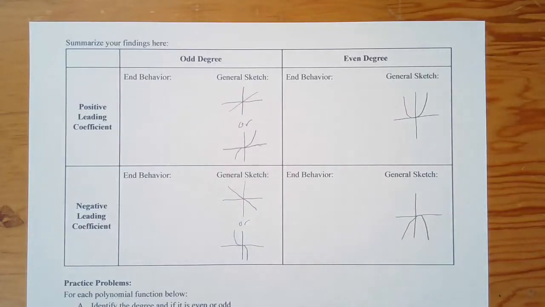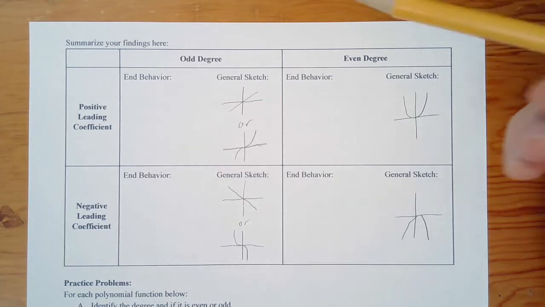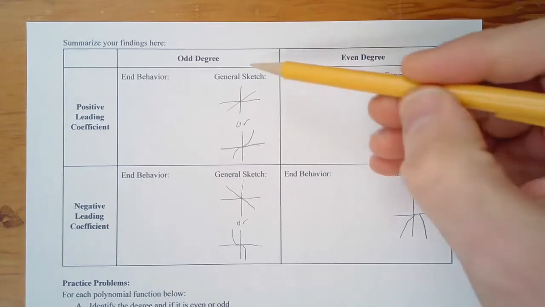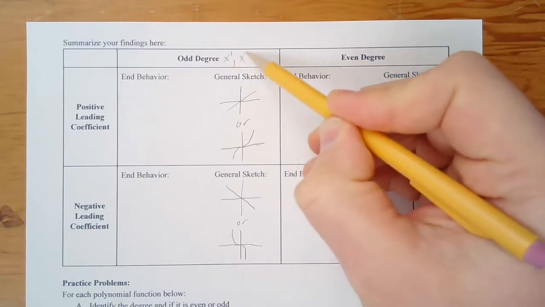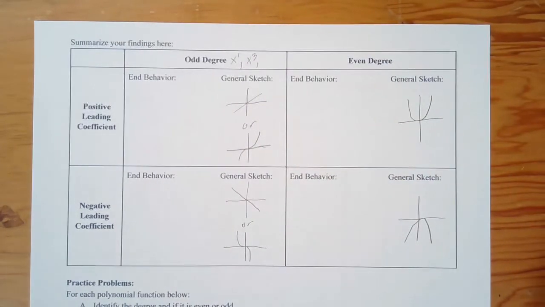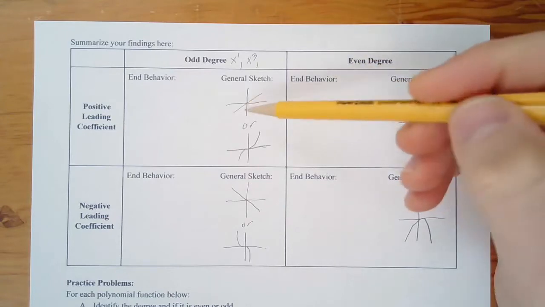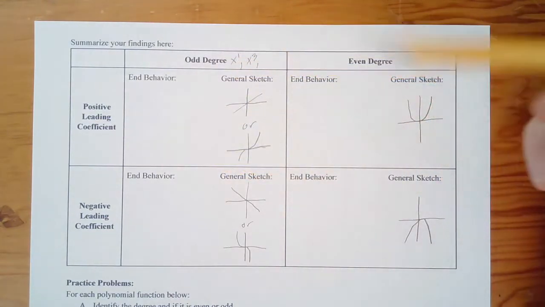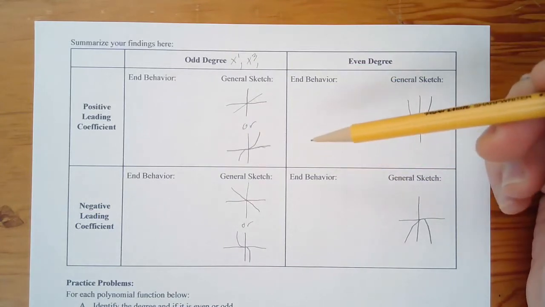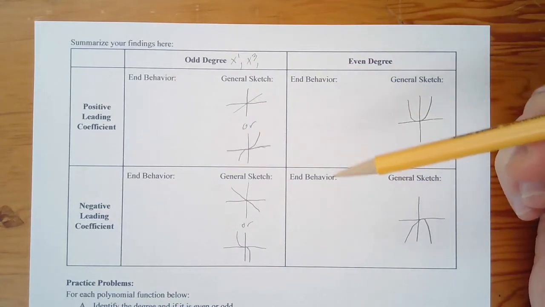All right guys, you should have finished the end behavior table on the previous slide. Now we're just going to quickly summarize the results there. So the odd degree polynomials, that would be like x to the first, x to the third, x to the fifth, x to the seventh, etc., and they had a positive leading coefficient, right? So positive x to the first, positive x to the third, etc. You might have noticed the same end behavior.